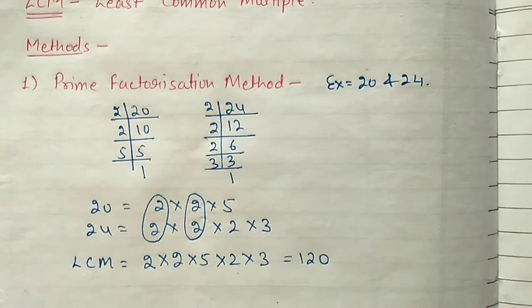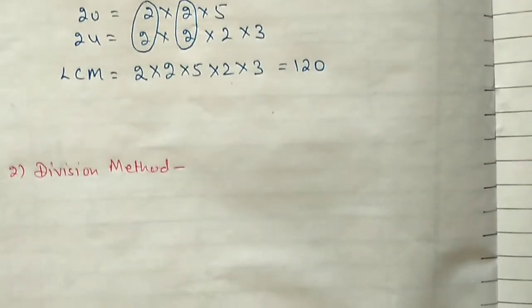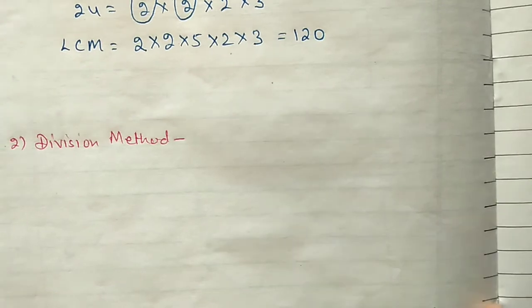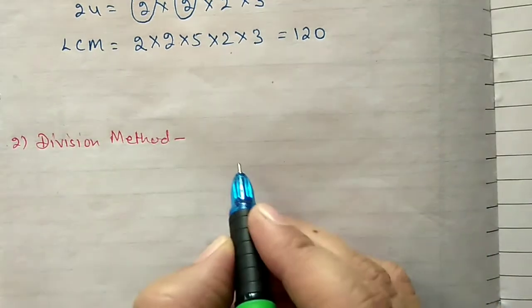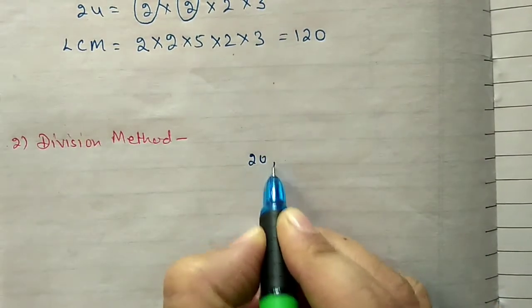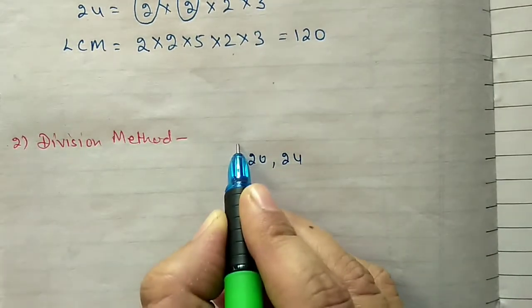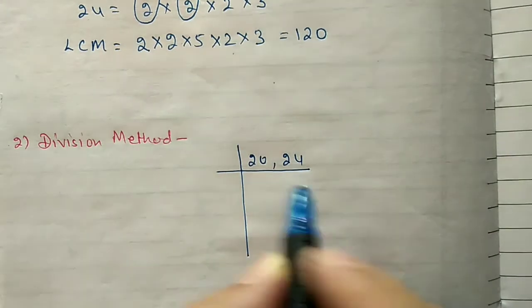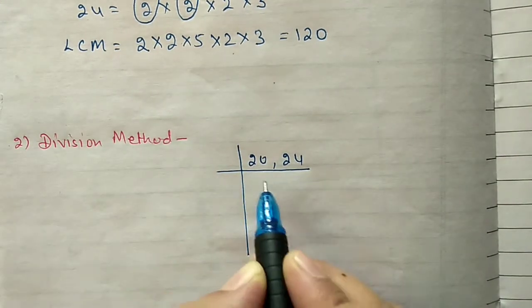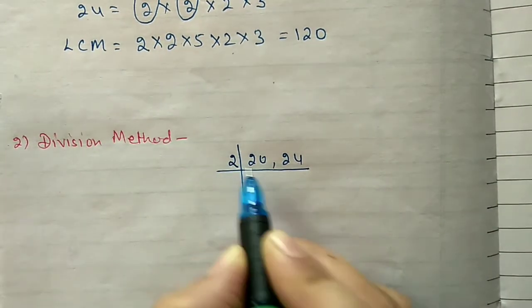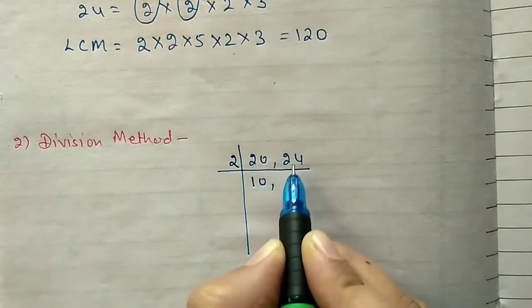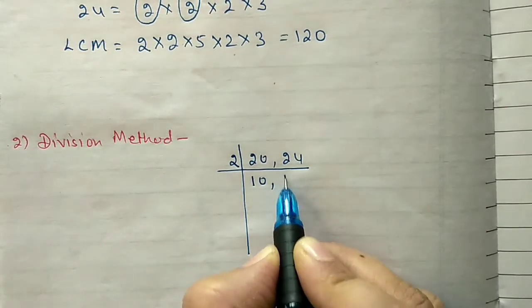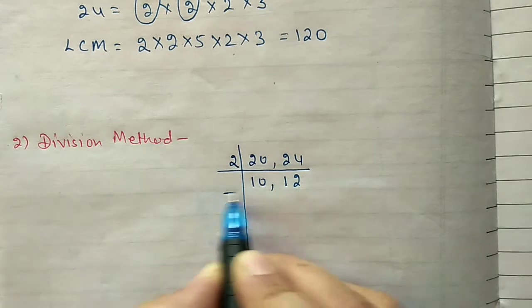Next we have one more method, that is the division method. In the division method we will do the factorization for both numbers together. So write 20 and 24 together. Then start with the first number. If any one number is even, then you start with 2. 2 tens are 20. Divide the second number: 2 twelves are 24, so 2 times 12 gives 24. Wait, 24 divided by 2 is 12.